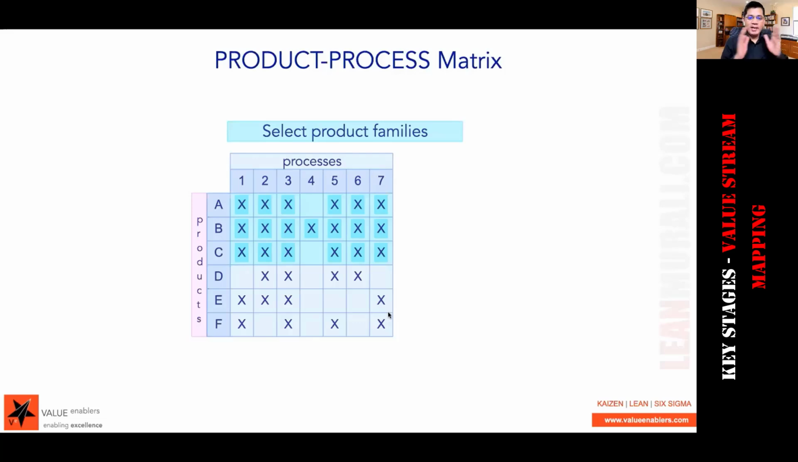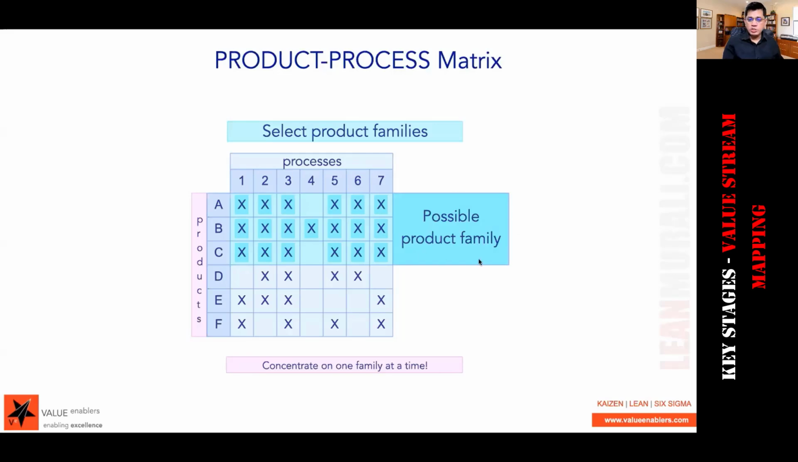I hope this product process matrix is clear. This is very important to understand. This is the first step in the current state mapping. Again, you can type your understanding in terms of numbers, 9, 10, whatever, for the product process matrix. So this is a possible product family. And the important thing is you have to concentrate on one family at a time.